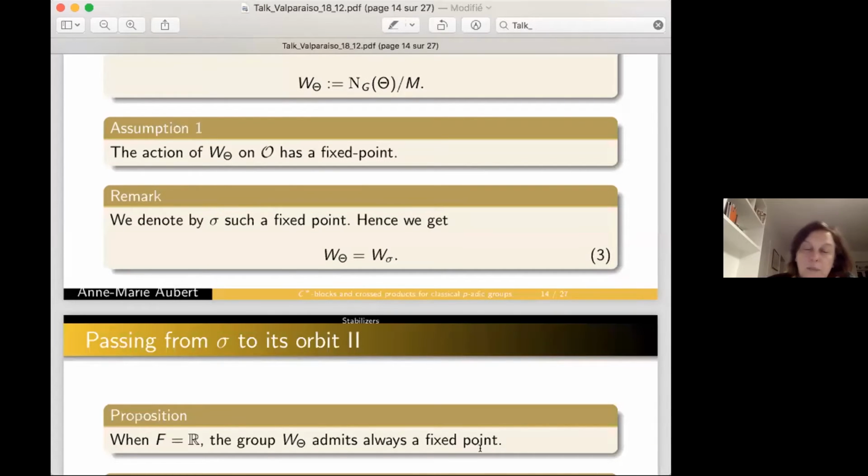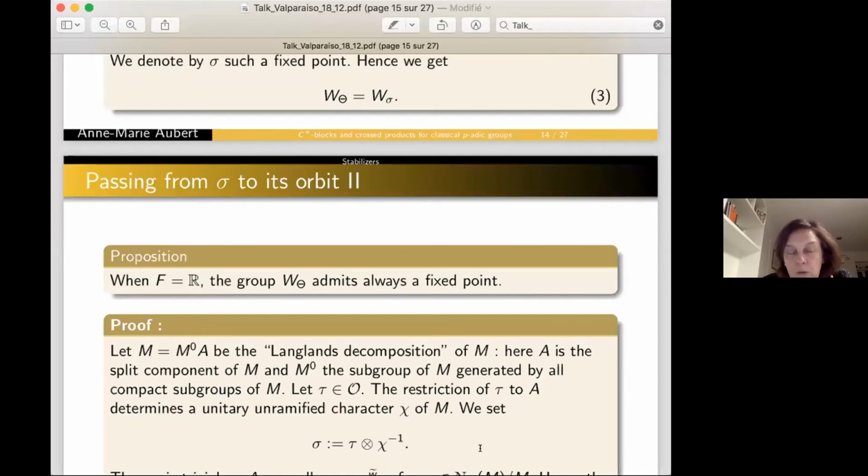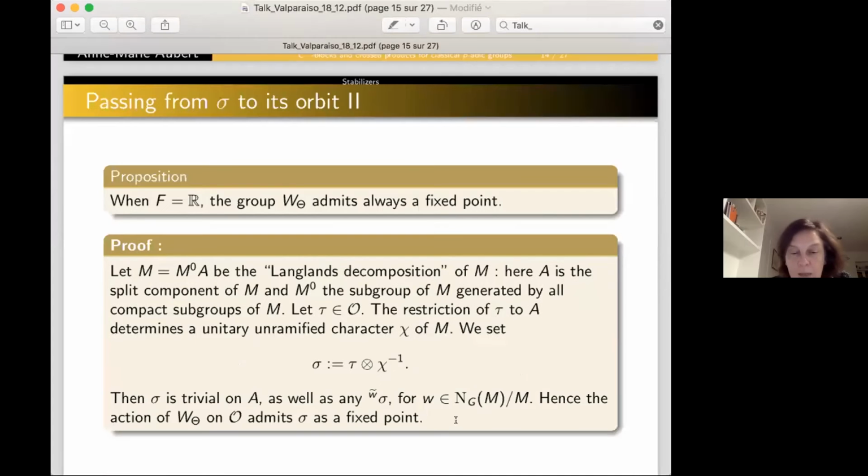So the first thing is that when F is real, the group W theta always admits a fixed point. And this is very easy to see. You can look at the Levi and decompose it by using its Langlands decomposition as M0A, where M0 is the subgroup generated by the compact subgroups, and A is the split component of the Levi. Now if you take an element tau in the orbit, you restrict to A, and you get a certain unitary unramified character chi of M. You twist tau by the inverse of that unramified character, and this twist, which we call sigma, is trivial on A, as well as all its conjugates.